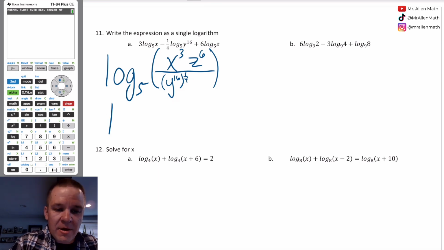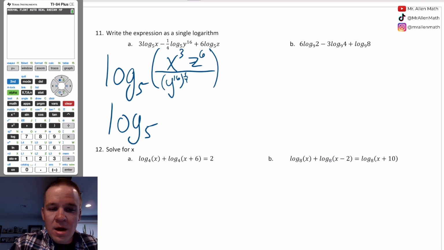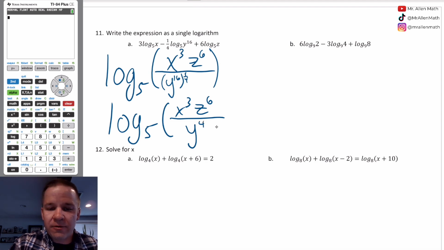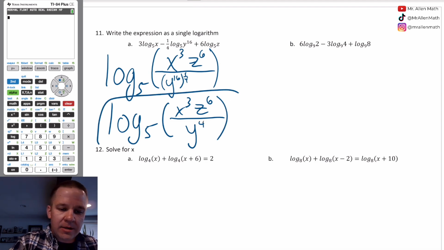So last thing here, my final answer: log base 5 of, we have x cubed, then we got z to the 6th over, and 16 times 1/4 is just y to the 4th. Nice. There is my answer.